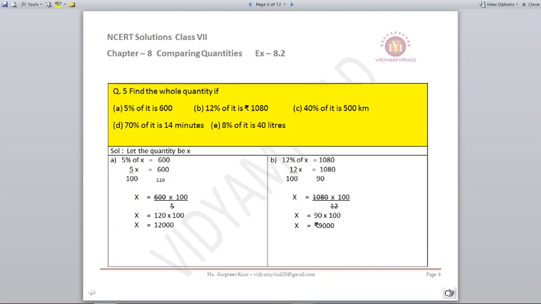Question number 5. Find the whole quantity if 5% of it is 600. So all the questions are like this. We will quickly solve it. Now here you don't know of what quantity we have to find 5%. So we will just assume it. Let the quantity be x.